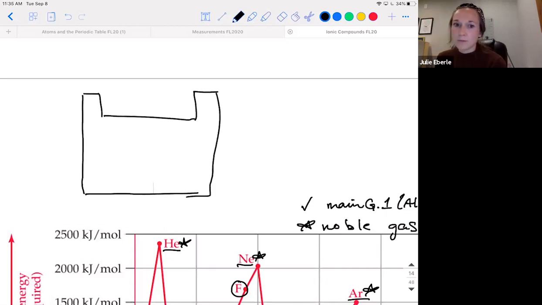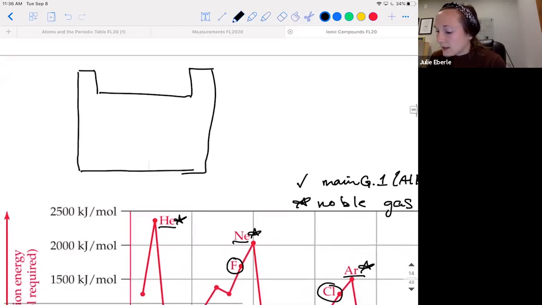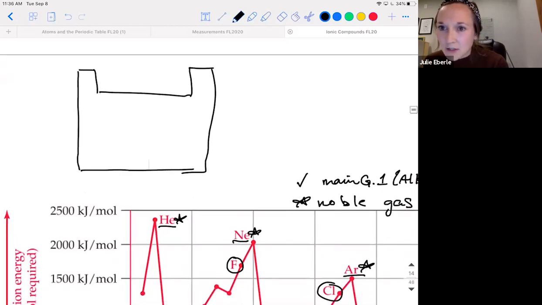Okay, there's a periodic table. Close enough. Now, we said the noble gases have the highest ionization energy. The main group 1s have the lowest ionization energy. So what does that mean? As you go across the periodic table from left to right, what happens to ionization energy? I'm going to abbreviate. Ionization energy increases.